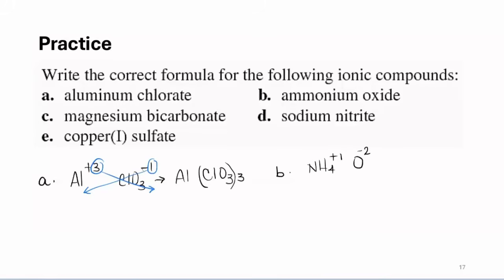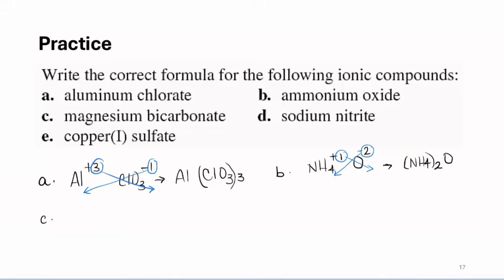We are going to now take the charge, make it the subscript of ammonium, take this one, make it the subscript of oxygen. So my final answer here is NH4 in parentheses, subscript of 2, and then O without the 1 next to it, because a subscript of 1 is always omitted. Let's go through the next one.